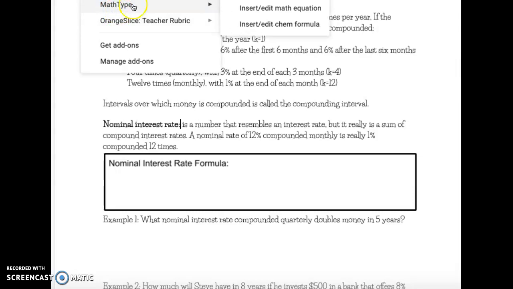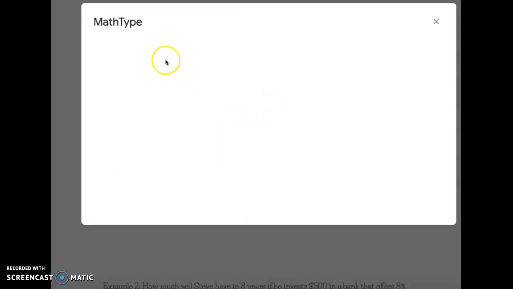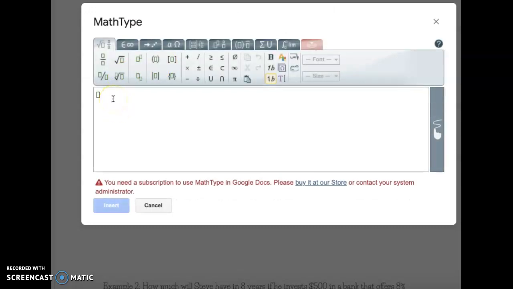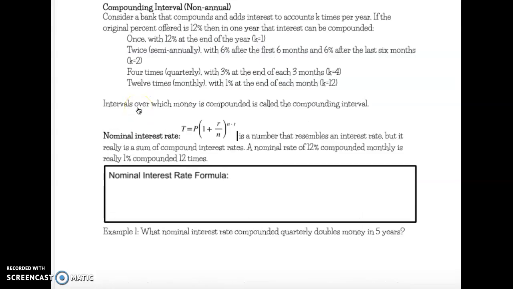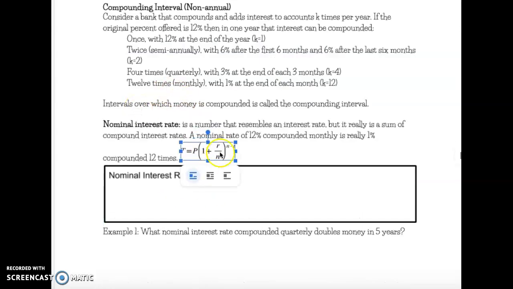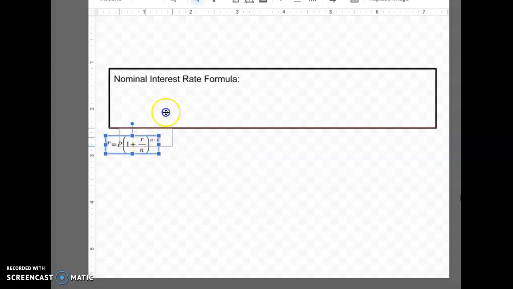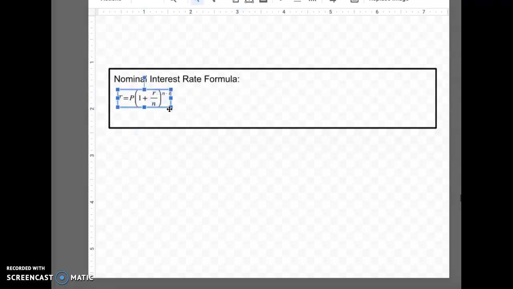So let's go into our math type here and we're going to insert an equation. And it's going to be the exact same. We're going to say T, the total amount, equals the principal P times 1 plus R over N, so that's our rate and our number of times it's compounded, all to the N times T. Now the last time we did this, I said N is always 1 if you're compounding annually. So my nominal interest rate formula is right there.